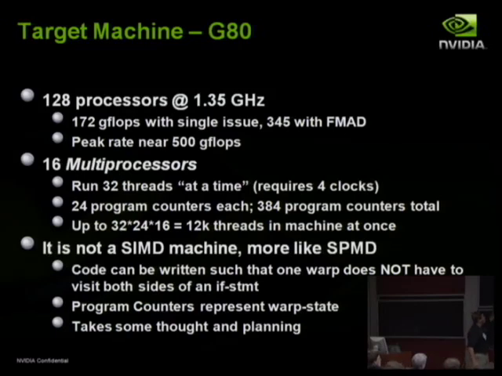There are 16 multiprocessors, as Dave told us today. And we really think of running 32 threads at a time. Even though we show these pictures with 8 little processors, forget the 8. We run 32 at a time. And it takes 4 beats of the clock.